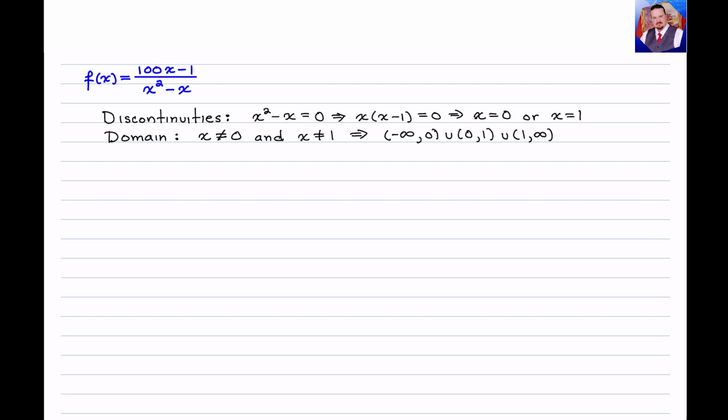Okay, so now what we have to do is consider the limit. Now, I have all of these here, and we also need one other thing for the full analytical solution. We need to find the zeros of the function. And to do that, we set the numerator equal to 0. This is the full solution.